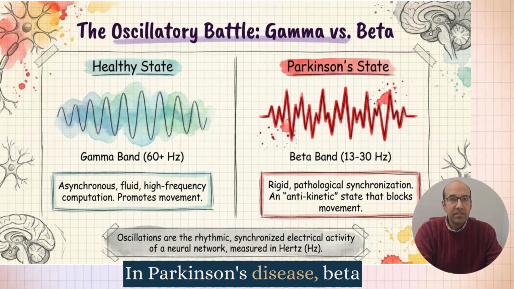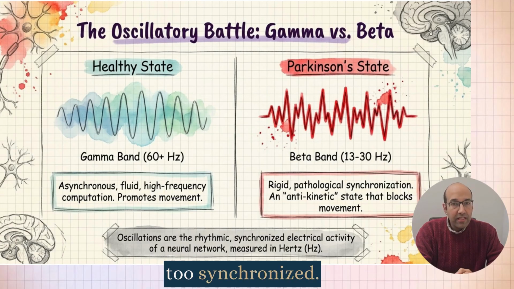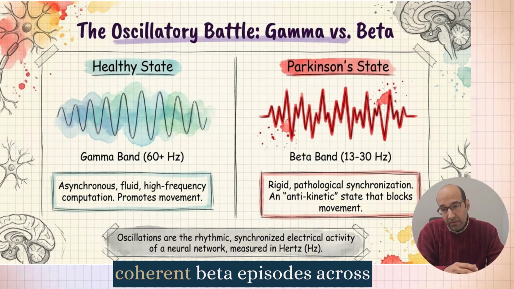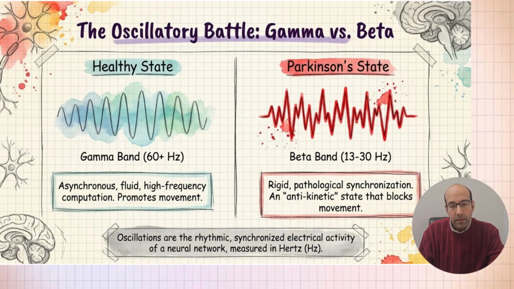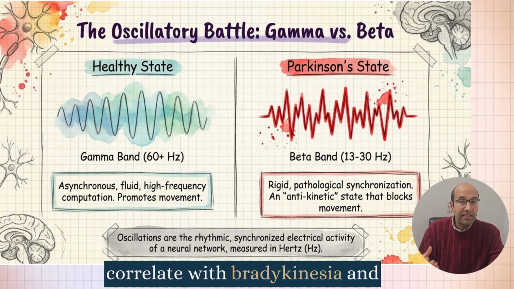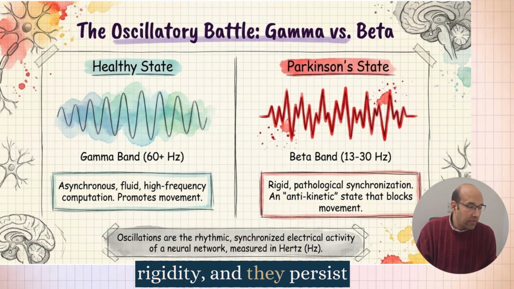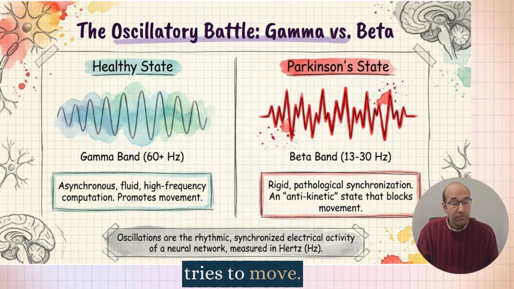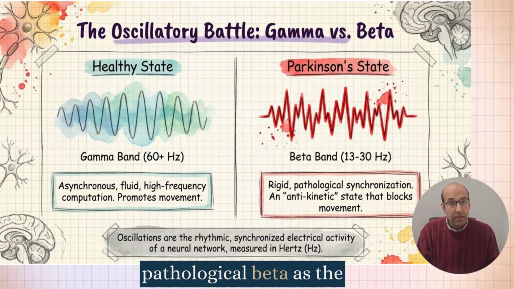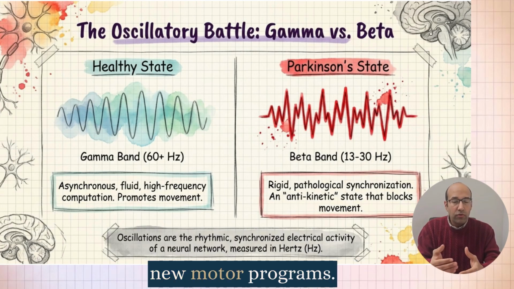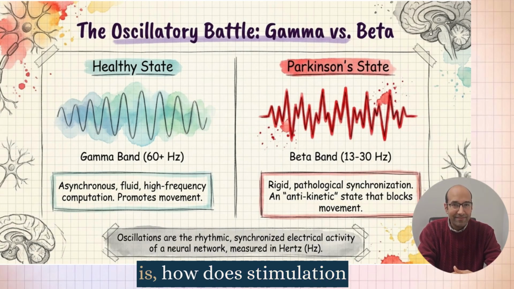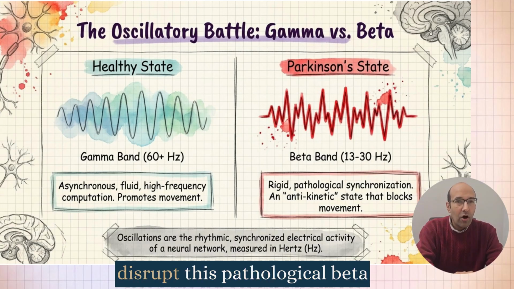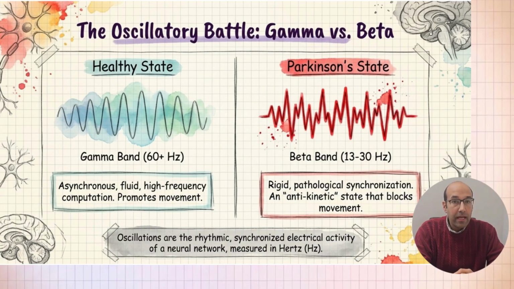In Parkinson's disease, beta becomes too strong and too synchronized. Instead of brief, flexible bursts, you see long, coherent beta episodes across cortex, STN, and GPi. These prolonged beta bursts correlate with bradykinesia and rigidity, and they persist even when the patient tries to move. You can think of pathological beta as the network insisting on blocking new motor programs. So, a central question for deep brain stimulation is: how does stimulation disrupt this pathological beta and free the system to move again?